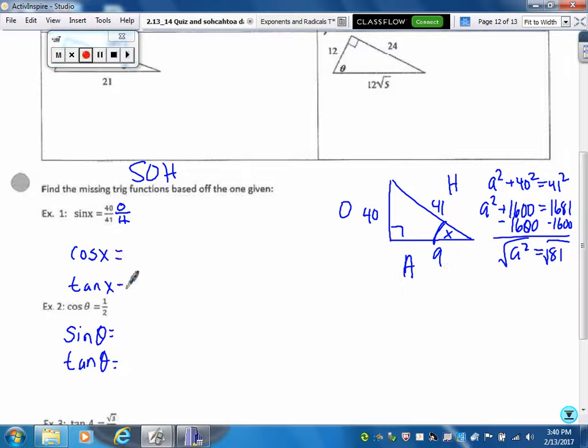So let's go ahead and finish this up then. If I have the cosine, I was already given the hypotenuse here, 41, but now we know what the adjacent side is, 9. We solved for that with the Pythagorean theorem. And my tangent, that's my TOA.